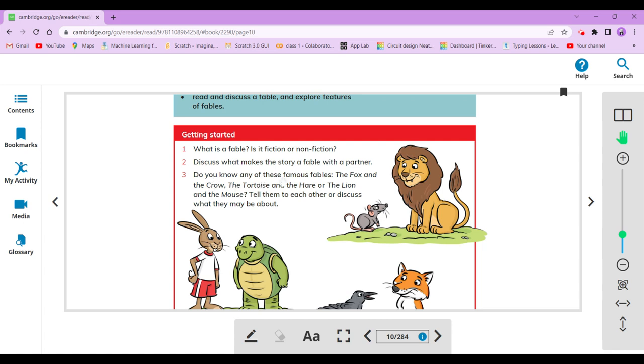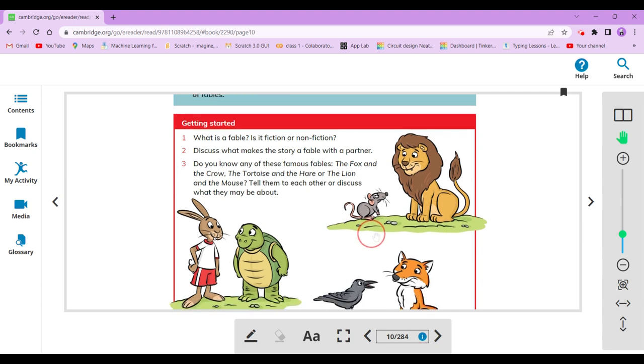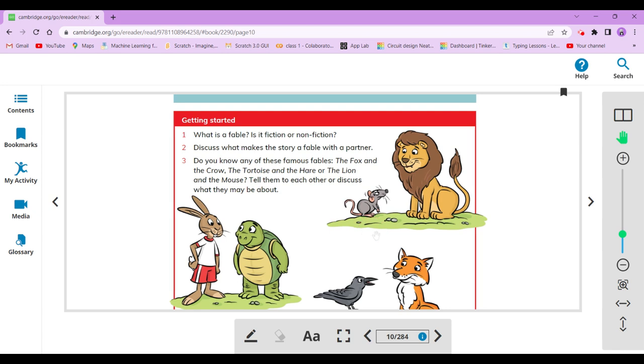Do you know any of these famous fables? The Fox and the Crow, the Tortoise and the Hare, or the Lion and the Mouse? If you do know, then tell me down in the comment section below and do tell me what they're about.